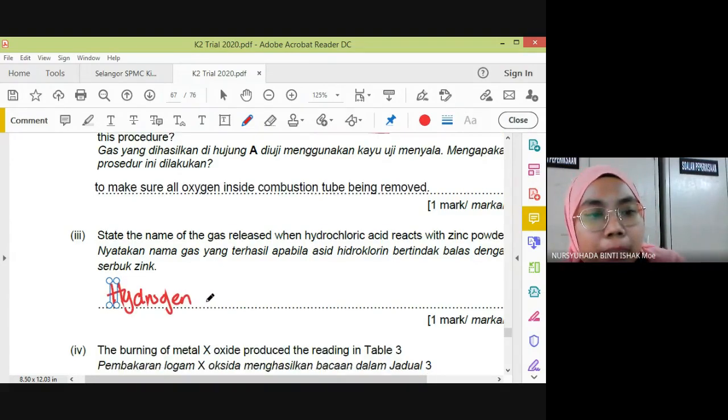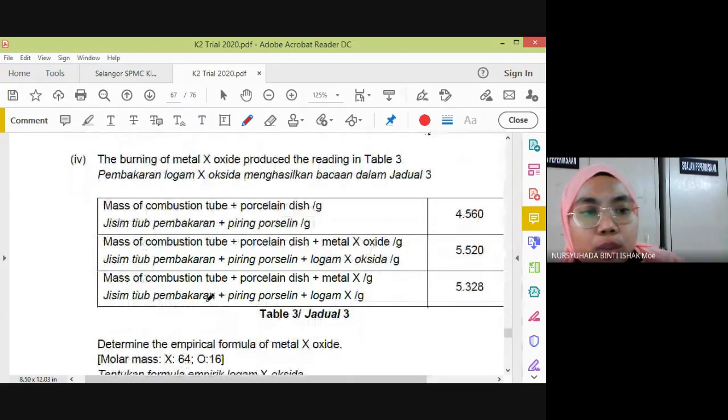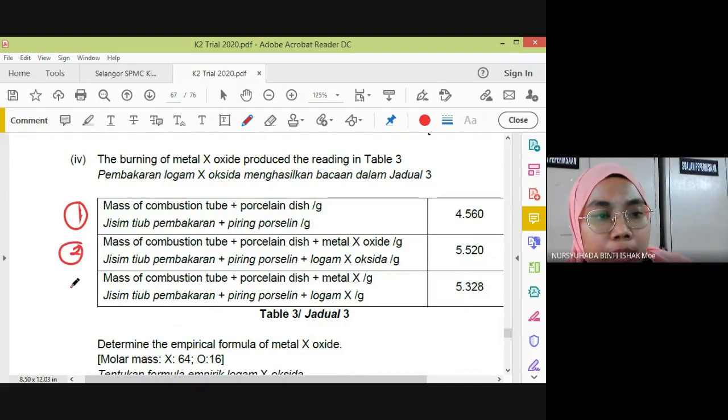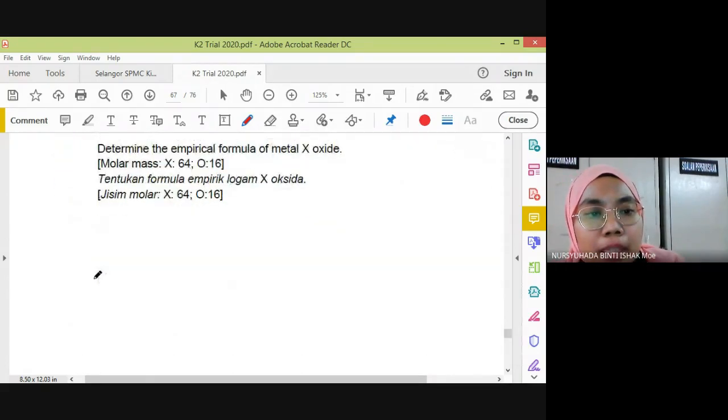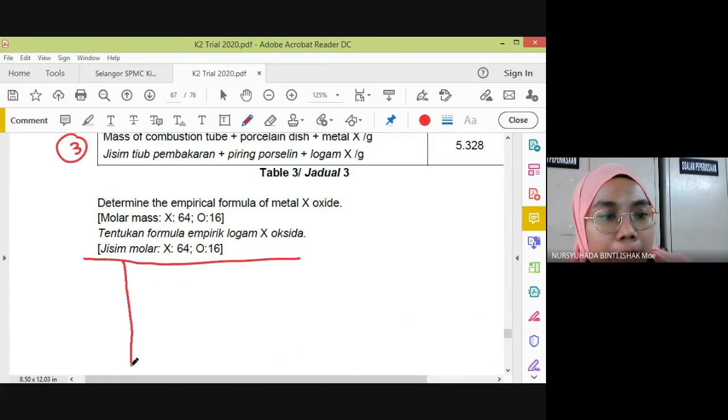Okay, next. The burning of metal X oxide produces the readings in Table 3. We have the mass of combustion tube plus porcelain dish, which I label number 1. This one plus metal oxide is 2. This one with metal X is 3. Determine the empirical formula of metal X, 4 marks. For an empirical formula, you must do it in the form of a table. I have reminded you many times, please make a table.